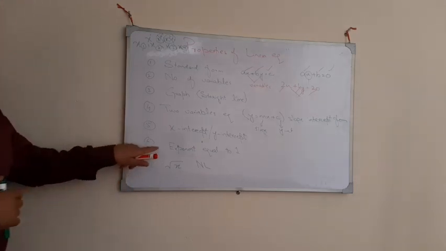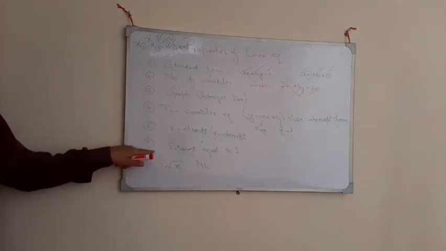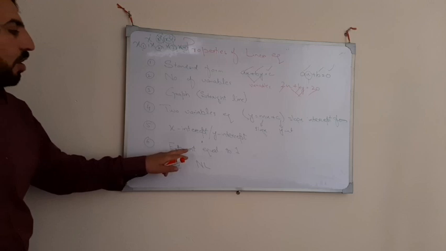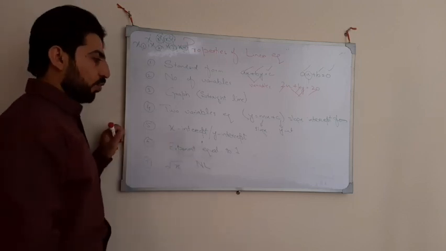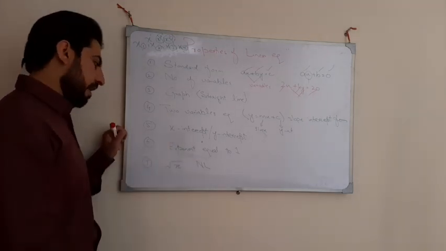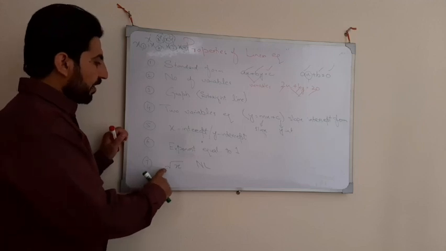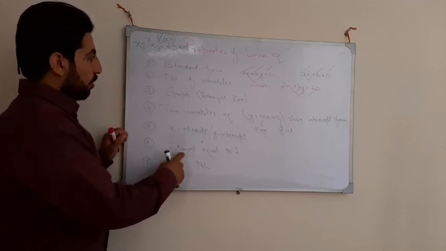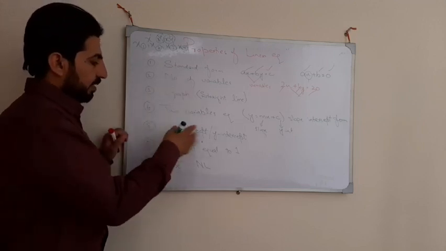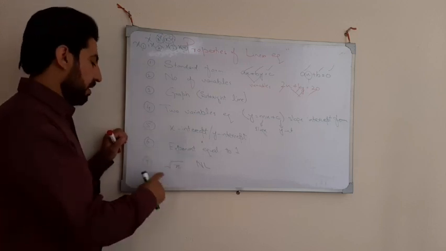The sixth property of a linear equation is that the power of the variable, or the exponent, is equal to 1, as we discussed earlier. 7. By the way, this property should have come earlier, but anyway, I wrote it at the very end.